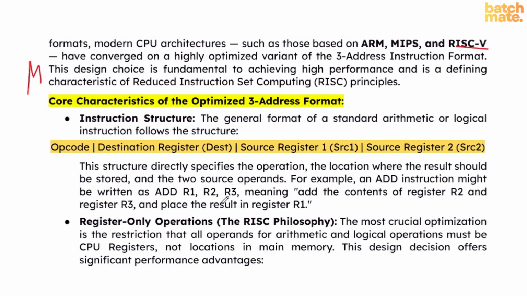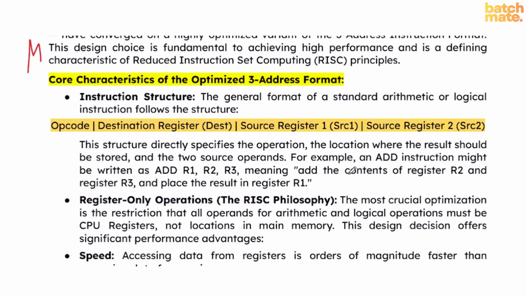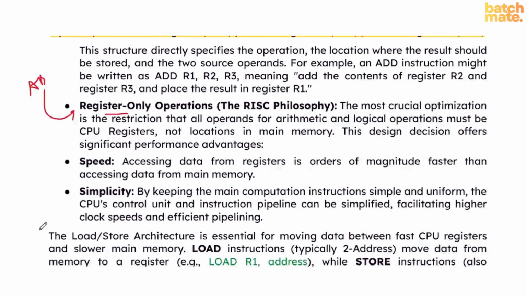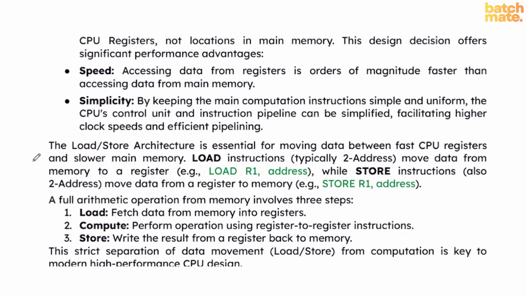But there is a strict rule. Math operations can only happen on registers. You cannot add directly from memory. If you want to add A and B, you must explicitly load them first. This is called load-store architecture. This separates the heavy lifting math from the logistics of moving data, making modern CPUs incredibly fast and efficient.